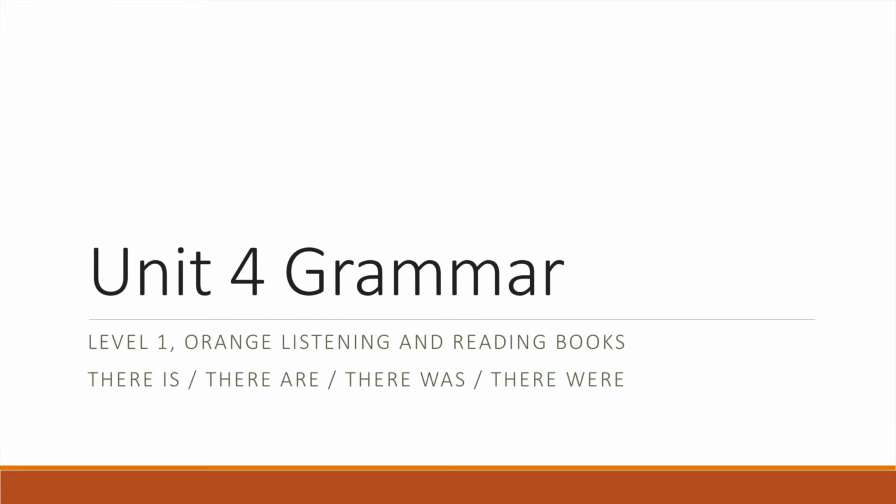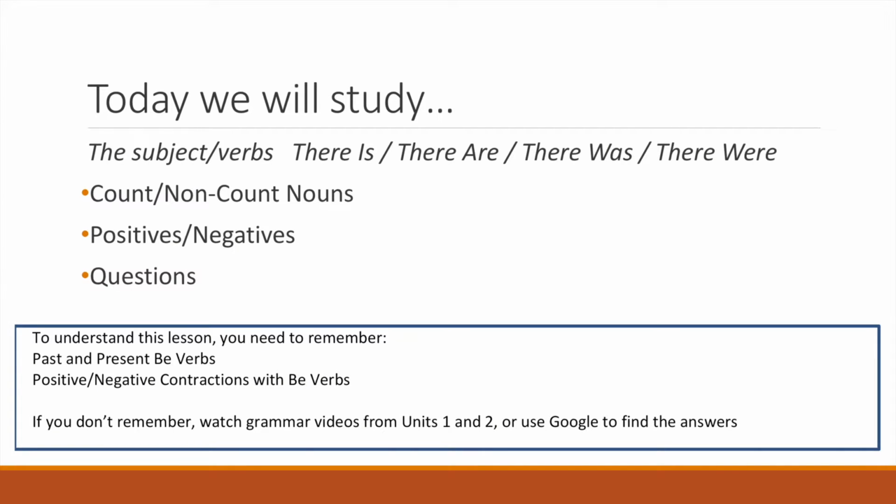In this lesson, we're going to talk about the phrases there is, there are, there was, and there were. Let's get started. So today, we're going to talk about there is, there are, there was, there were. We use this in English to demonstrate or to describe a situation, something that exists.